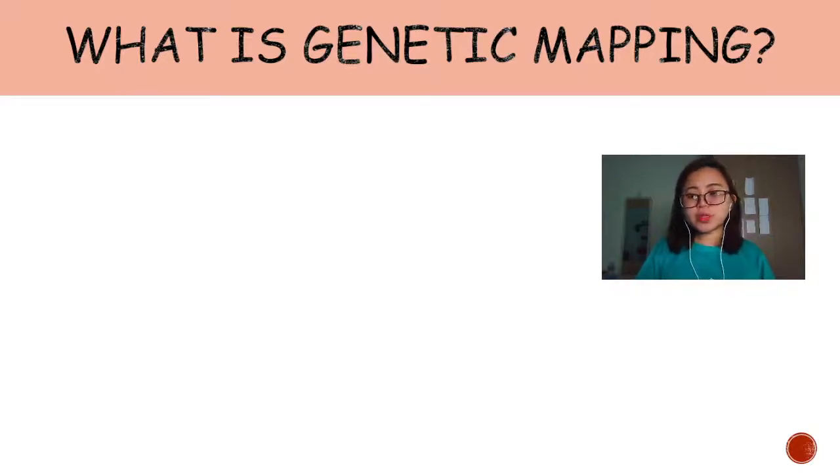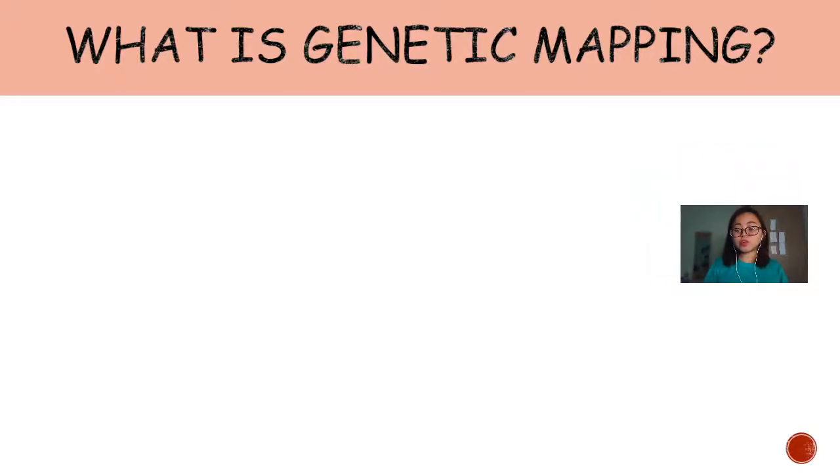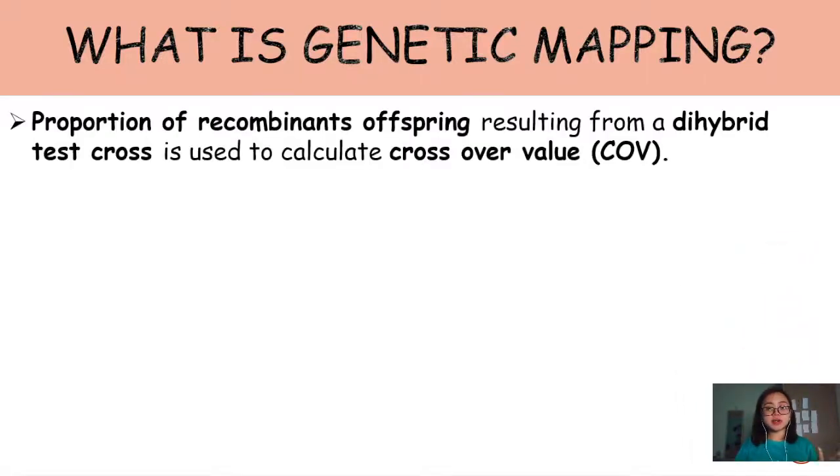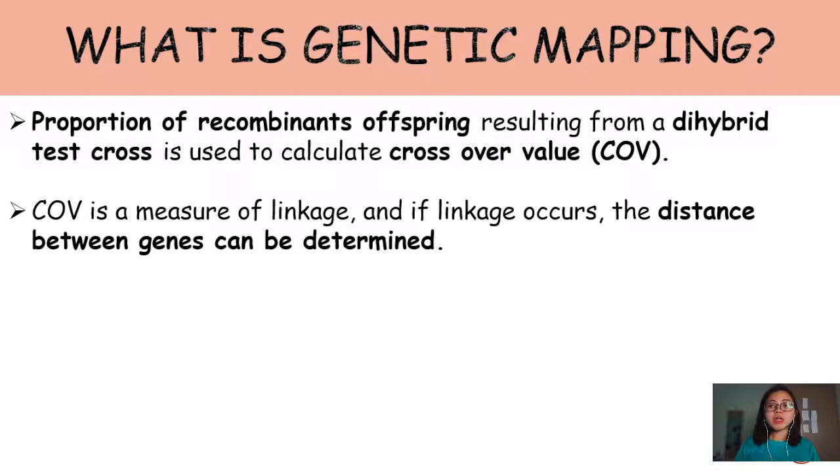Before we go into how to calculate, we need to first give some definitions. Sebelum kita masuk isi kandungan, kita cakap dulu pasal definisi. Genetic mapping is when we take the proportion of recombinant offspring resulting from a dihybrid test cross and use that to calculate crossover value. Kalau dihybrid test cross itu tidak ikut Mendel punya hukum, dia tidak ikut 1:1:1:1, then kita boleh ambil data itu untuk kira crossover value ataupun COV. COV is a measure of linkage, and if linkage occurs, the distance between the genes can be determined.